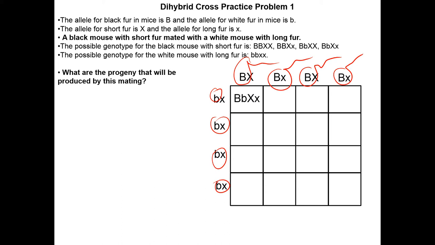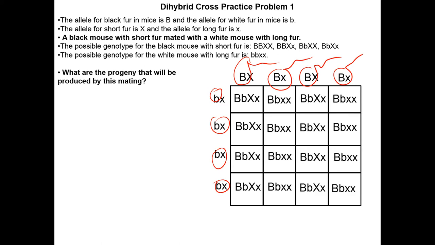Now we produce our little baby mice. We combine our respective sperm and egg to produce our zygotes. Notice, it's convention to combine alleles of the same type together. Alleles for fur color go together, alleles for fur length go together. You don't do something like, for instance, this. This is wrong. You always combine alleles of the same type, fur color and fur length together. Again, the dominant allele comes before the recessive allele. That's just typical conventional nomenclature.